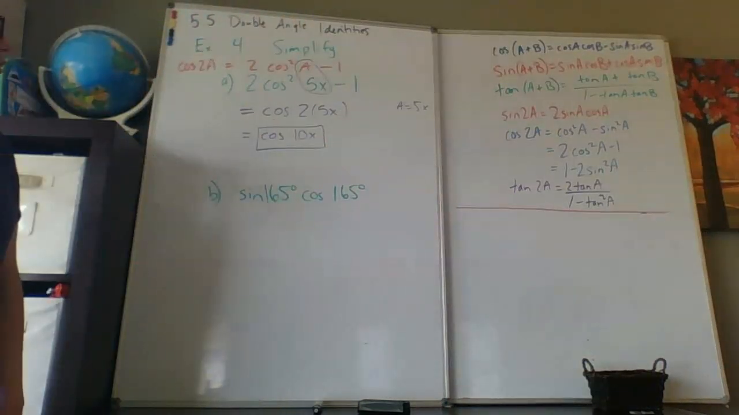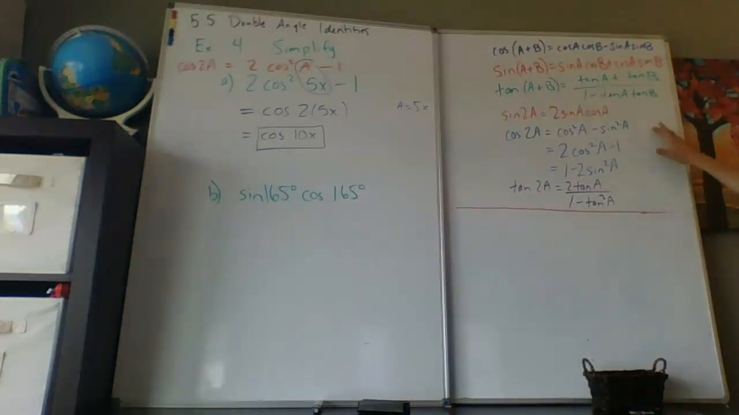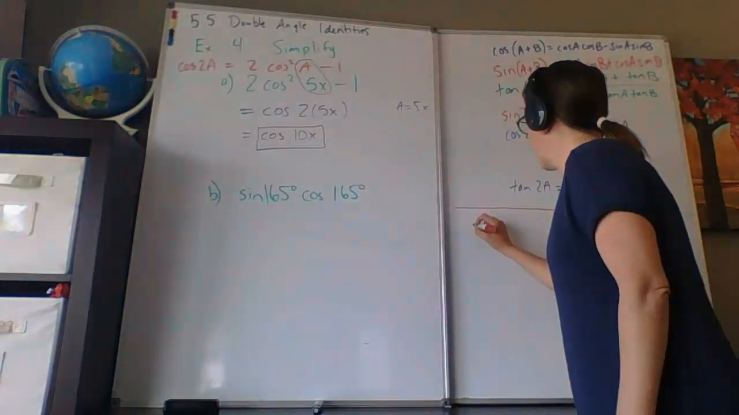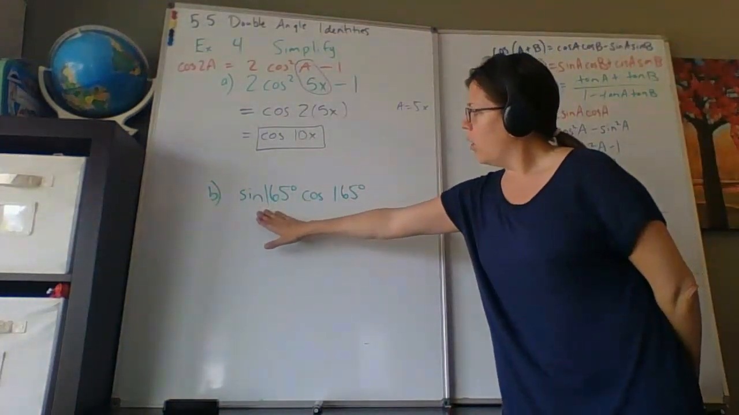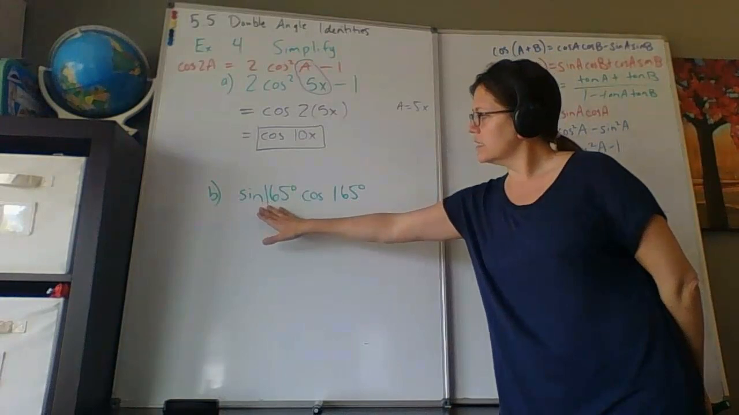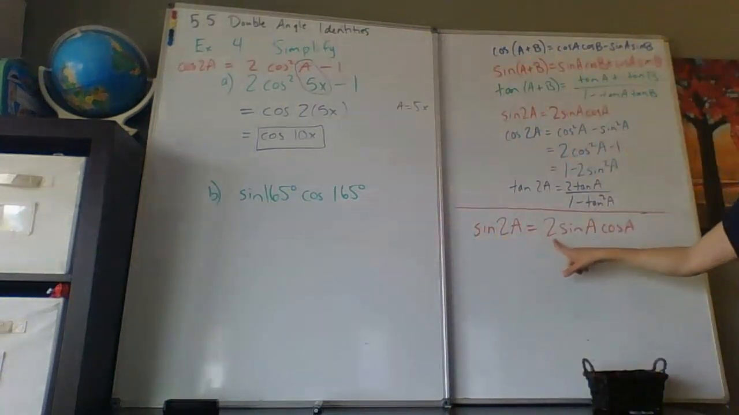B, sine of 165 times cosine of 165. Looking at my identities, it's not quite as clear, but I do notice the only double angle identity that has a sine times a cosine is the sine of 2a. But this is going to require a little more work. Off to the side, I will write that identity out. Notice my original expression only has the sine and the cosine, but there's not this 2 in front of it.